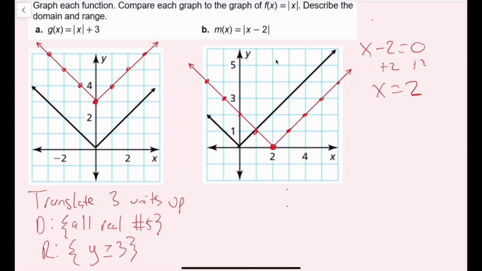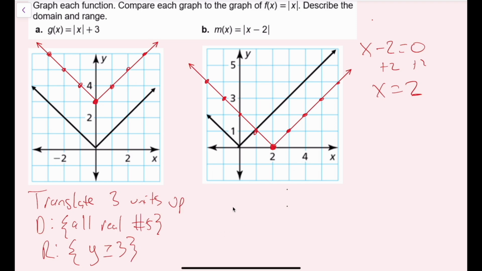Now we need to compare each graph to the graph of f of x equals the absolute value of x, and then describe the domain and range. Well, notice my original graph is right here, and all I've done is moved this graph 2 units to the right. And once again, when I'm moving something or sliding it, that word is translate.